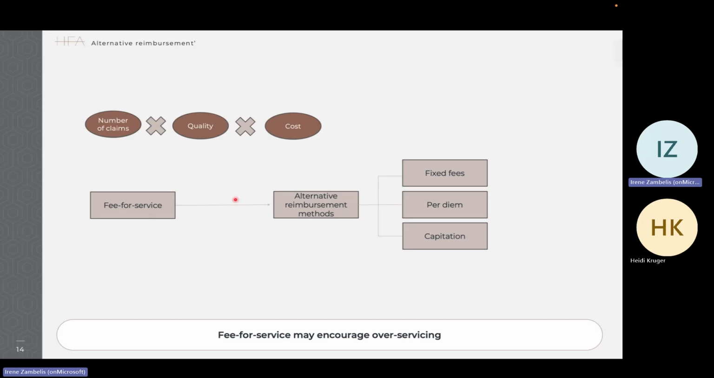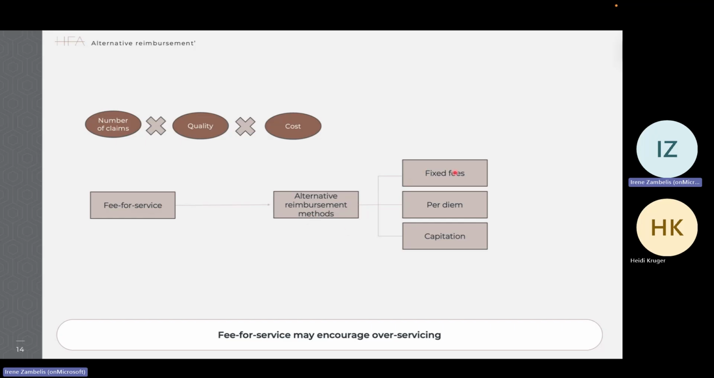What we call that is looking at alternative reimbursement methods, and that we move away from paying for fee-for-service. So fee-for-service means the provider can bill for every item of service they provide. And the more they bill for, the more money they make. And they say that fee-for-service encourages over-servicing. So that's why it is important to move to alternative reimbursement methods.